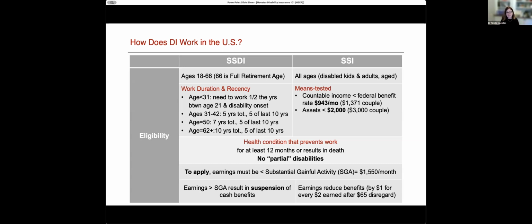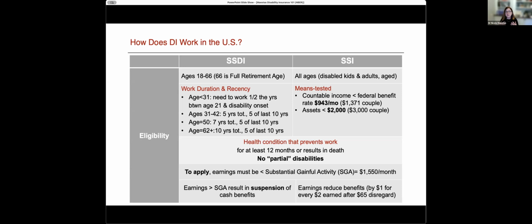age, that's the means tested versus work duration requirements, and then there's health. So for both programs, they have the exact same definition of disability. It is a health condition that prevents work, okay? And by health condition, they typically mean a medically diagnosed condition, okay? So that means the individual has had to be receiving medical care. There has to be a documented medical record that can be provided to SSA.